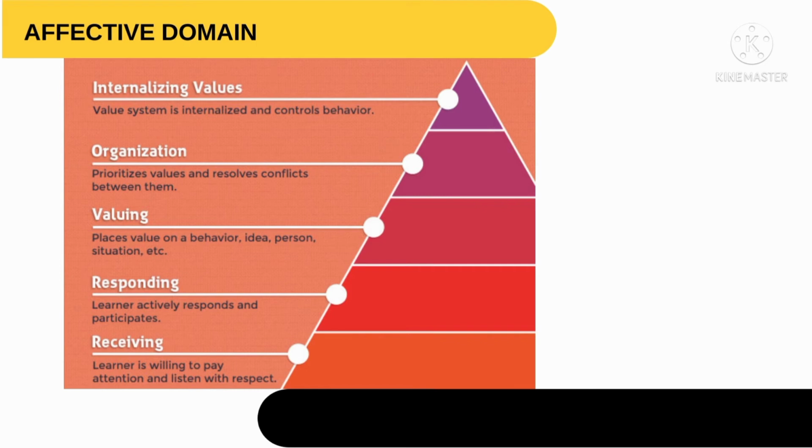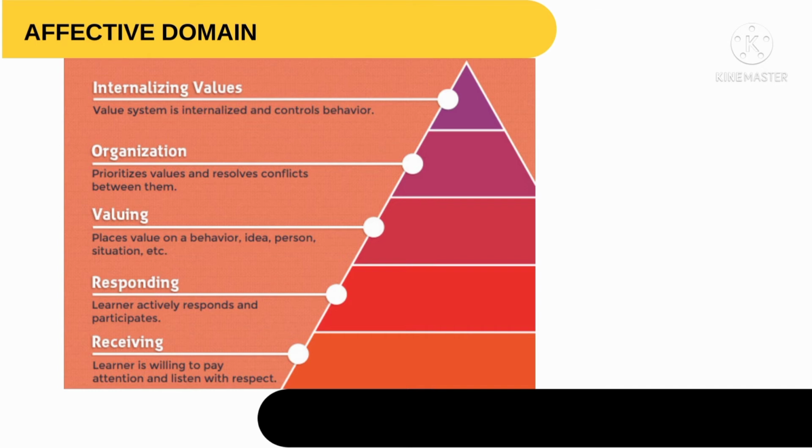Now we're going to the affective domain, where we will be dealing with the students' emotions, feelings, attitudes, and values. This educational domain consists of 5 categories, which are receiving, responding, valuing, organizing, and internalizing. The highest category is internalizing and the lowest is receiving.